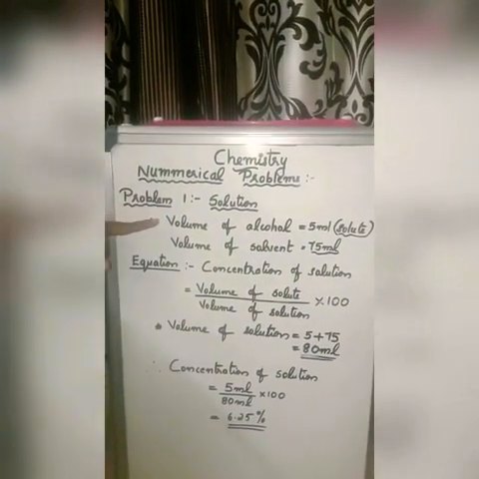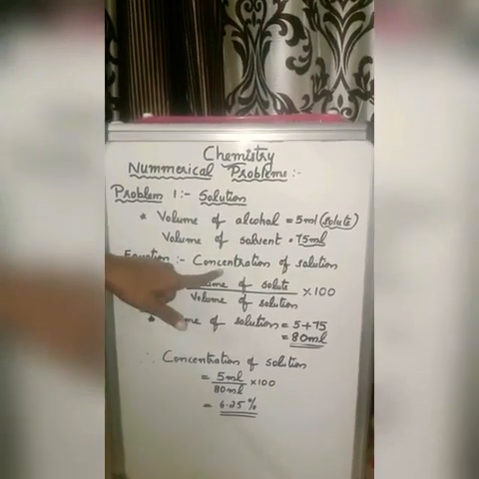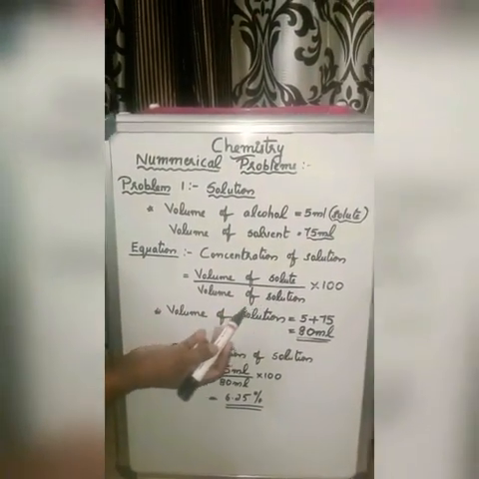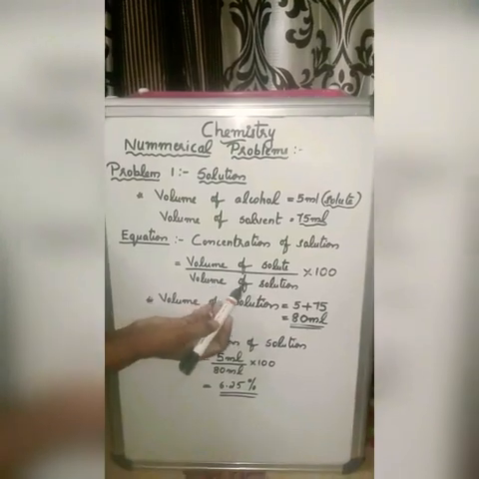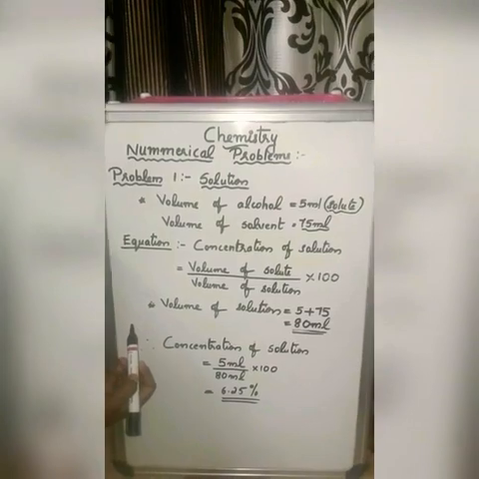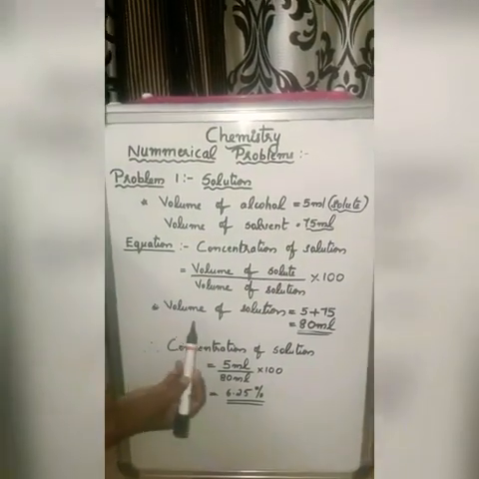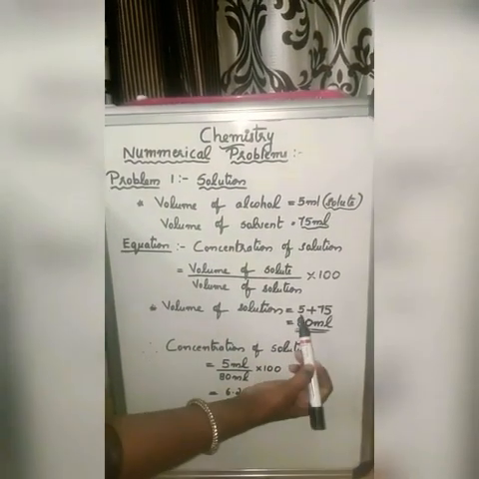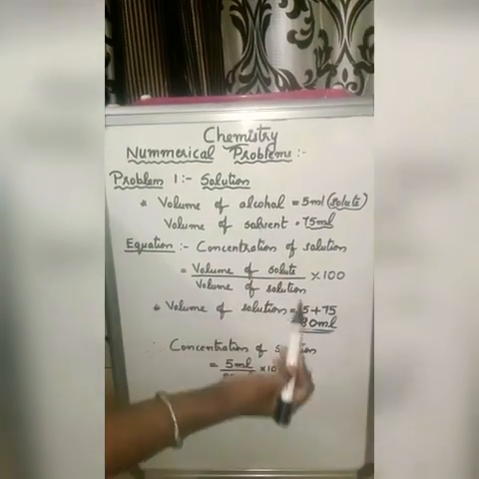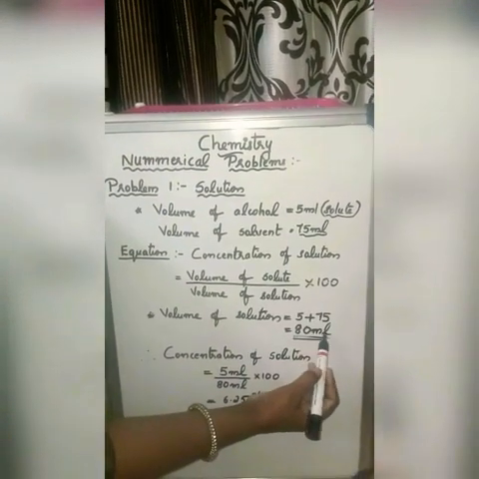Because it is in terms of volume, the equation you want to select is concentration of solution is equal to volume of solute divided by volume of solution into 100. So you understood volume of solute is equal to 5 ml. How will you find volume of solution? It is equal to volume of solute plus volume of solvent. So you will get 5 plus 75 is equal to 80 ml.